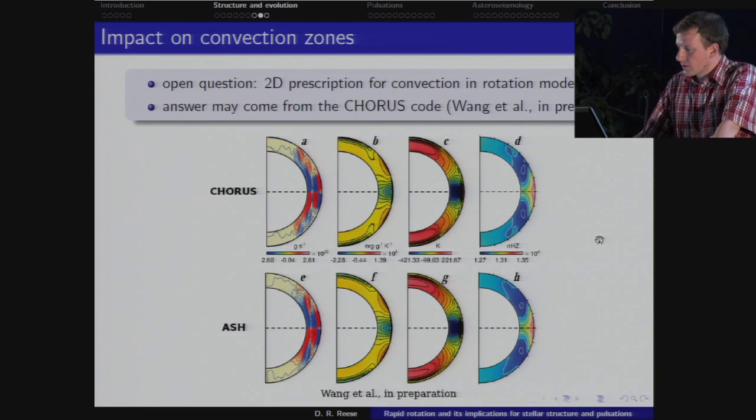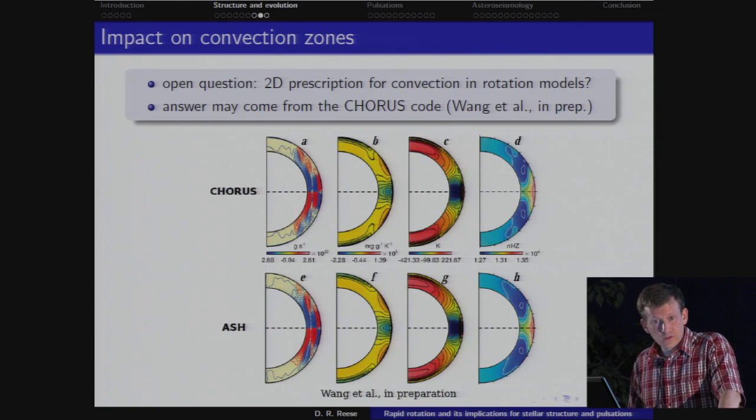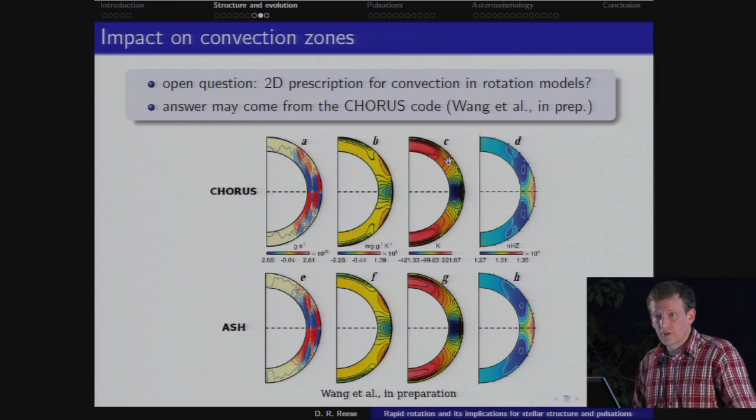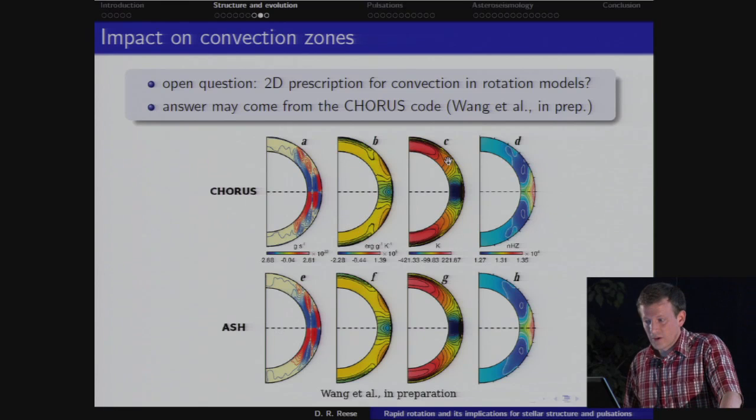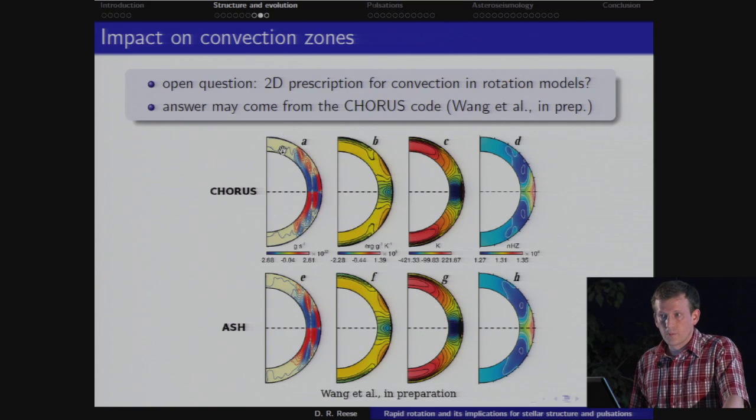However, one difficulty is to know how to model convection in a two-dimensional setting. Is there some sort of equivalent to the one-dimensional mixing length theory? This is an open question, but perhaps the answer might come from a new project called the Chorus Code, which models convection, well, for the moment in spherical stars, but will be able to handle oblate stars. Here's a benchmark which shows a comparison between Chorus calculations and calculations from the Ash code.